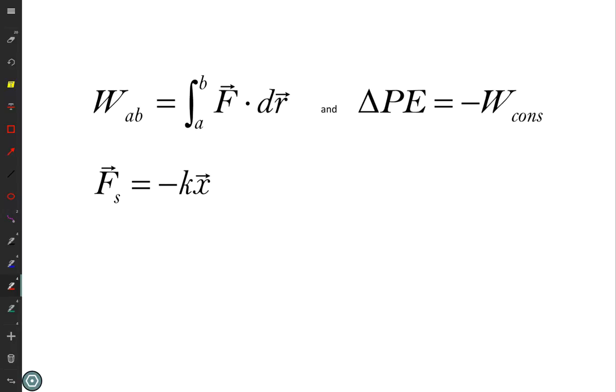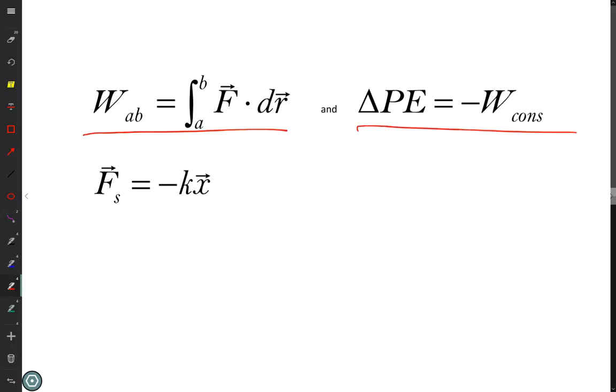So my definitions for work and change of potential energy at the top of each page here. And then I have the force I'm going to work with, the force for a spring. Now I'm going to start out by making a graph of this force. So the force of the spring, here's going to be my position.